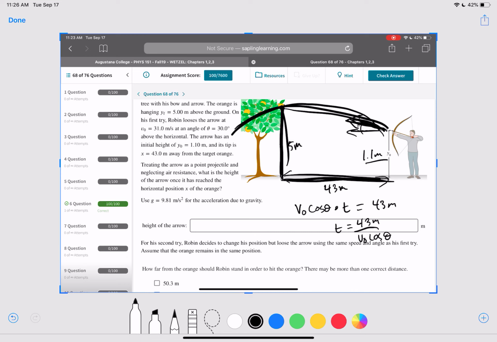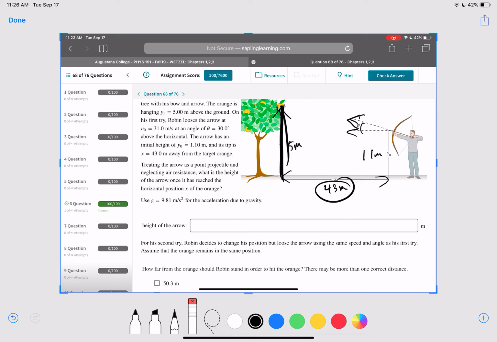You go back to that equation I just had down, plug your t in, and that'll give you the height at that point. Y is 1/2 at squared plus v0y t, and then plus y0. And that'll give you the height of the arrow at that point. Okay? For the second try, he wants to change the position, but shoot the arrow using the same speed and angle as the first try. So now he wants to keep everything the same, but change this distance so that the orange actually gets hit by the arrow.